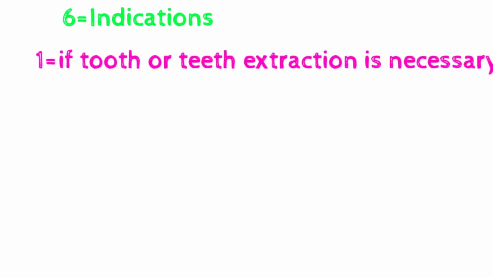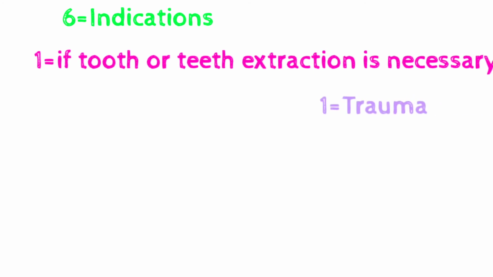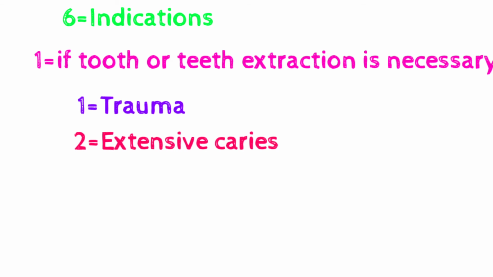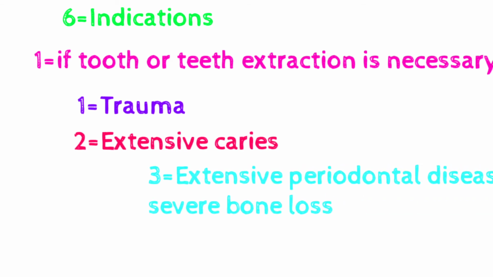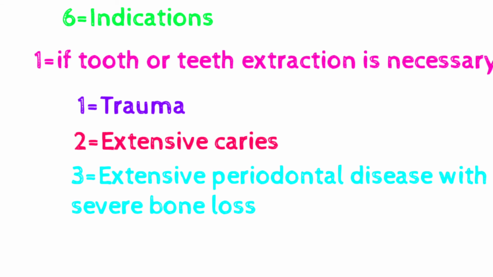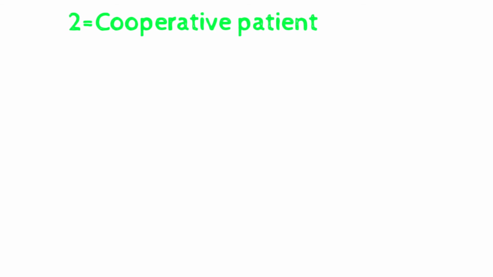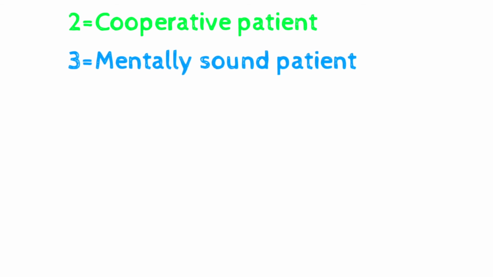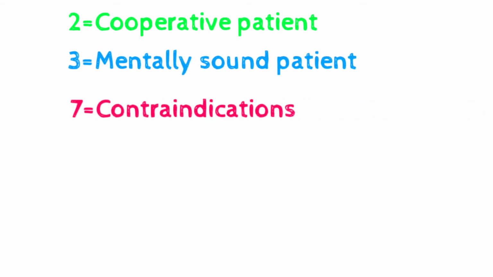Now come to the indications of immediate denture. We give immediate denture mainly in 3 conditions. First, if a tooth or teeth extraction is necessary, like in 3 conditions. Number 1, severe trauma. Number 2, extensive caries. And number 3, extensive periodontal disease with severe bone loss. In these conditions, we give immediate denture just after removal of the tooth. Second is a cooperative patient. Third, a mentally sound patient, we give the immediate denture.